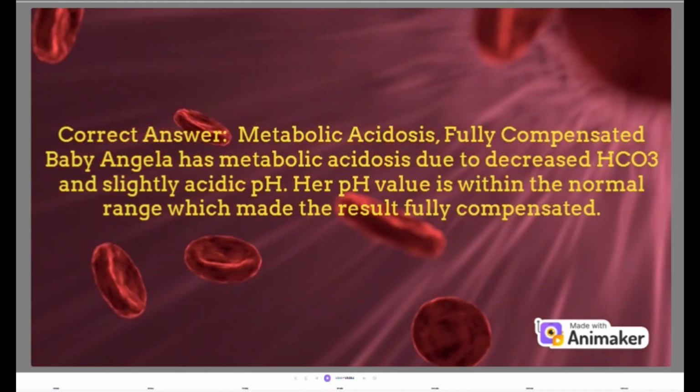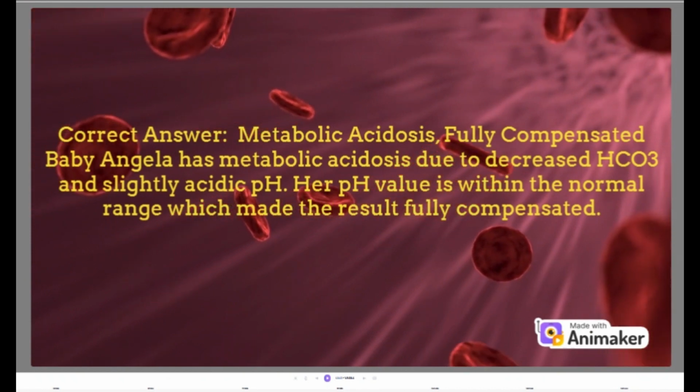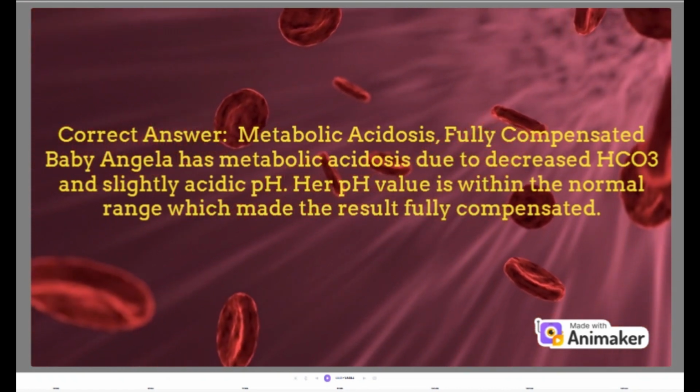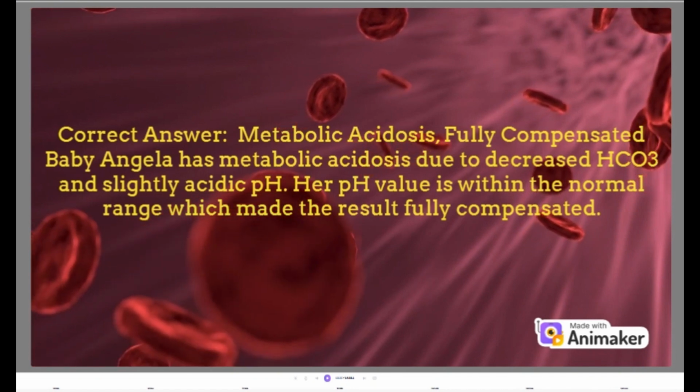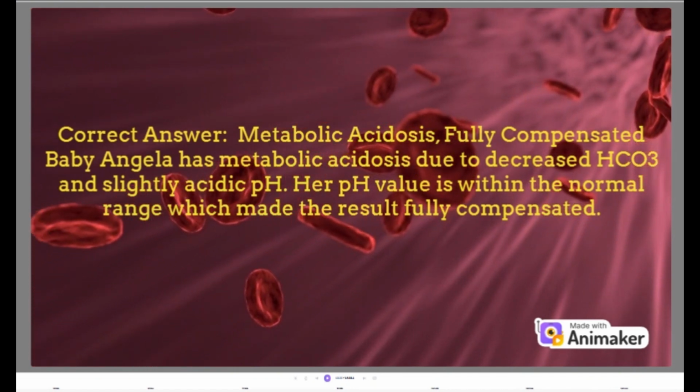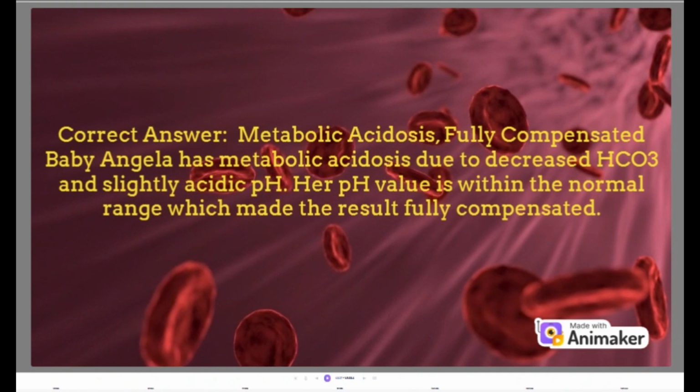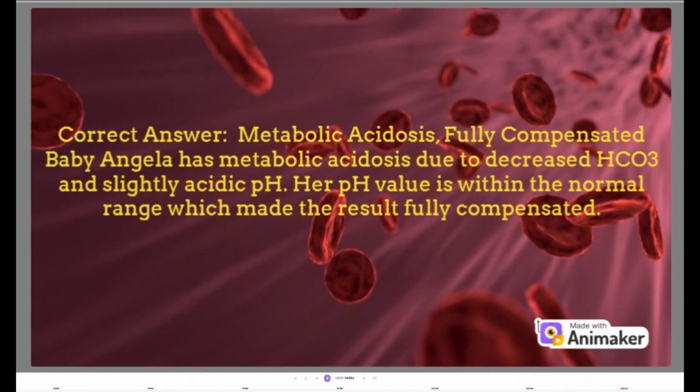Correct answer, metabolic acidosis, fully compensated. Baby Angela has metabolic acidosis due to decreased HCO3 and slightly acidic pH. Her pH value is within the normal range, which made the result fully compensated.